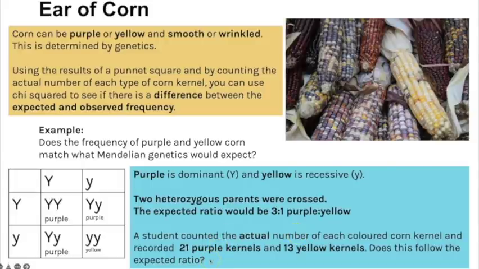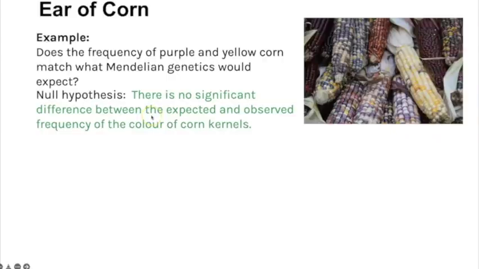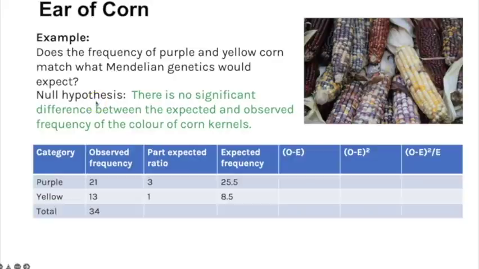So we can then use the chi-squared to see, do we have a difference between the expected ratio and the observed ratio? So we always state that there is no significant difference between the expected and the observed frequencies in the null hypothesis. And what we'd first have to do is convert the ratio, which is what we use in the Punnett square, into an actual expected frequency.